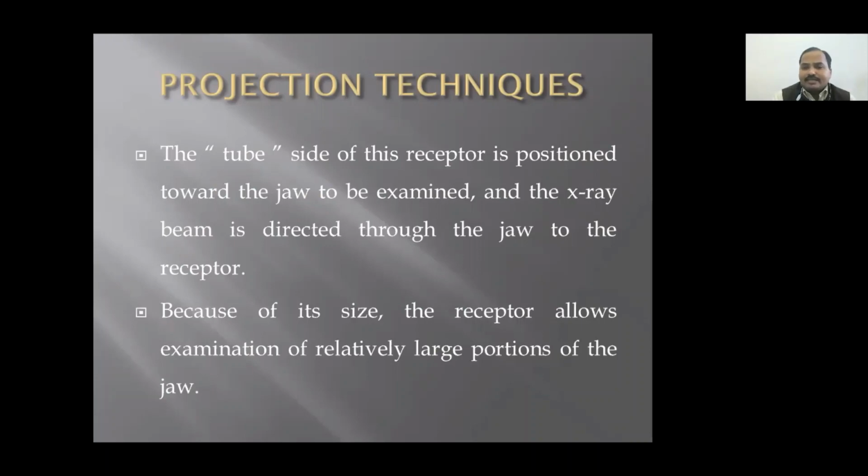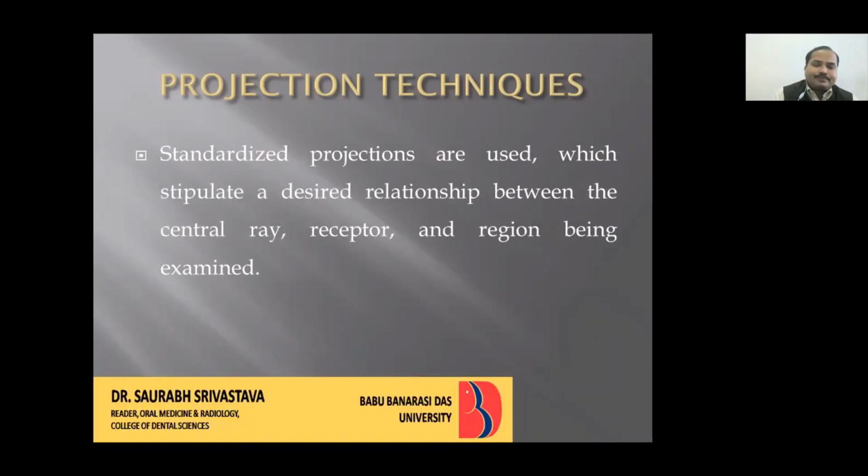Because of its size, the receptor will allow the examination of a relatively large portion of the jaws. Okay, this you must understand: because it is a larger film, it will allow a larger area to be radiographed. So the standardized projections which are used have a desired relationship between the central ray, the receptor, and the region being examined.